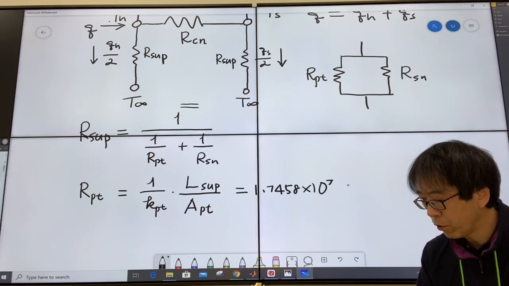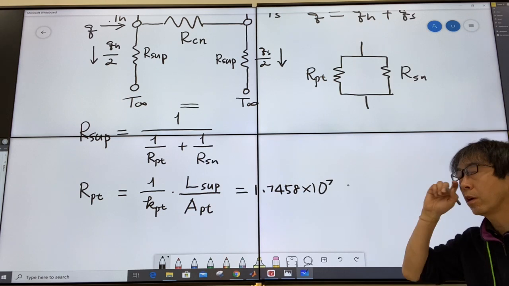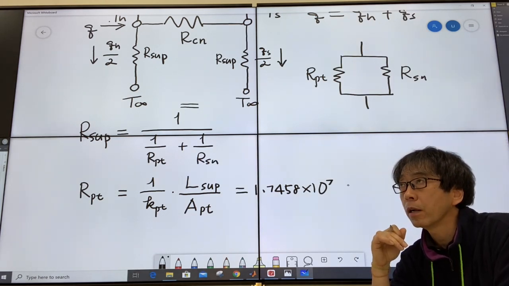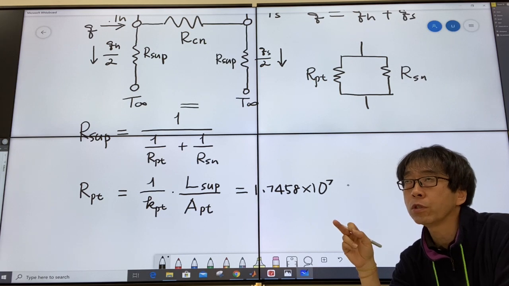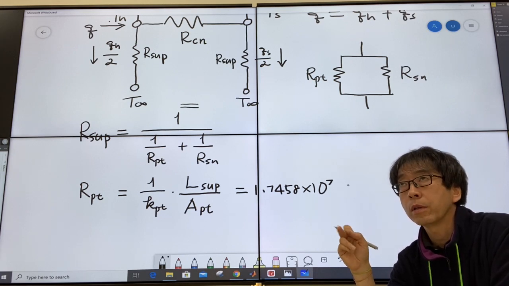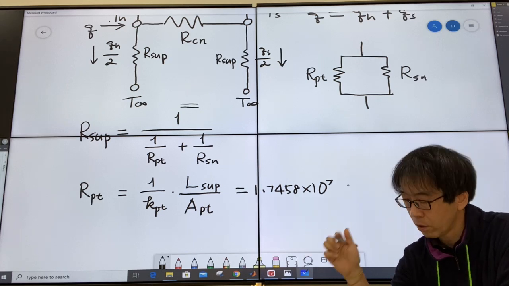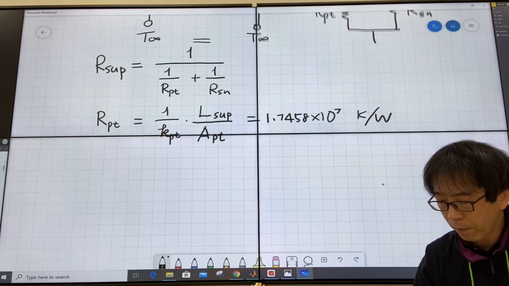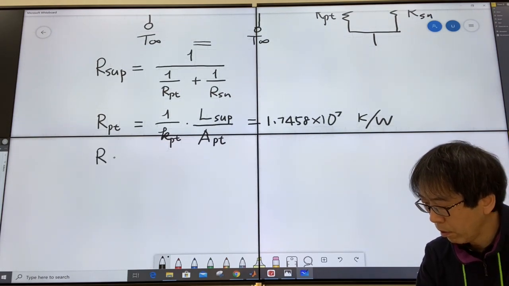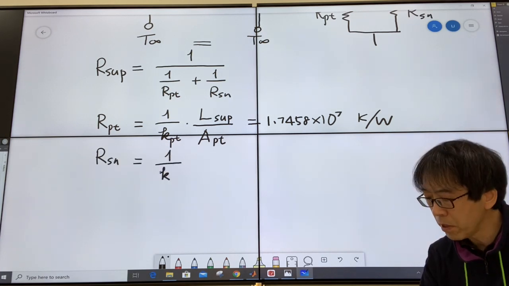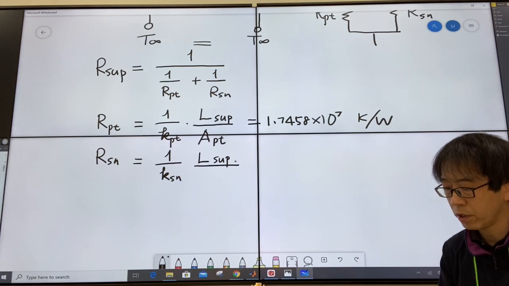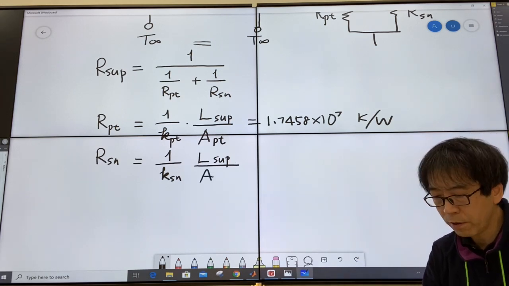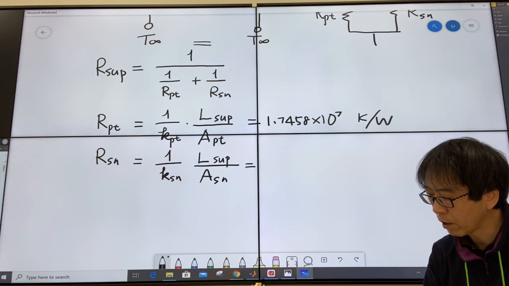Well, what's the unit? R is thermal resistance. Voltage divided by current. Voltage is temperature. Temperature is Kelvin divided by current. Current is watt. So it'll be Kelvin per watt. Okay. And what about the thermal resistance of silicon nitride? It will be again 1 over the thermal conductivity of silicon nitride. Length same, right? The supporting structure is the same. Area different. Area of silicon nitride we have already calculated, right?